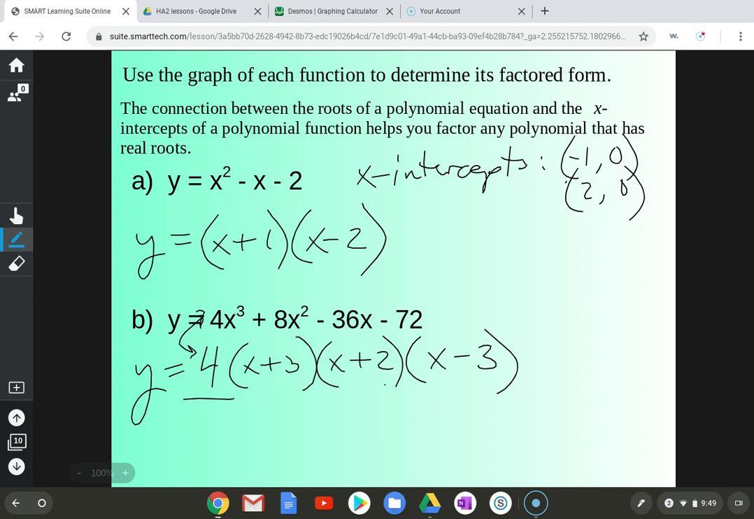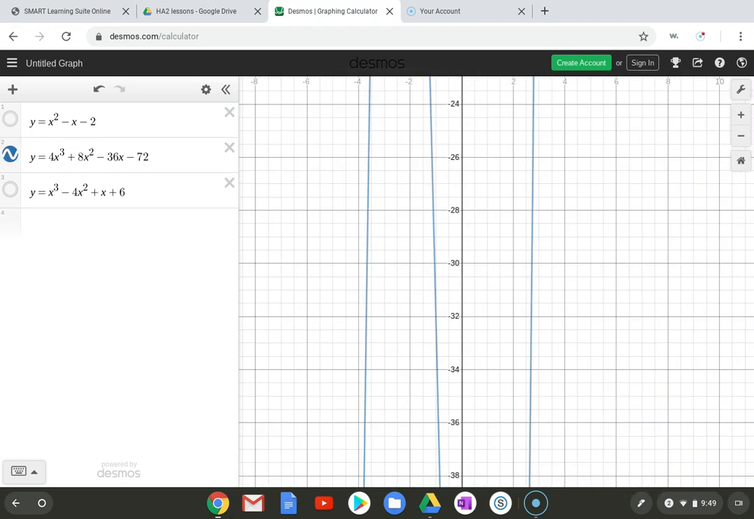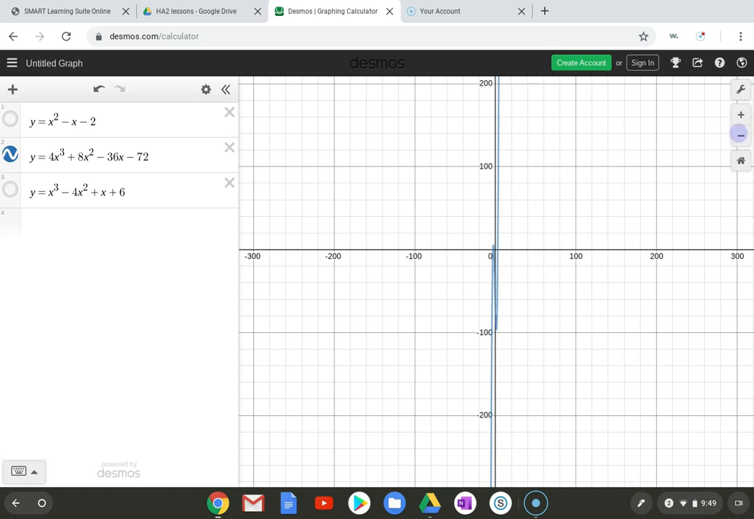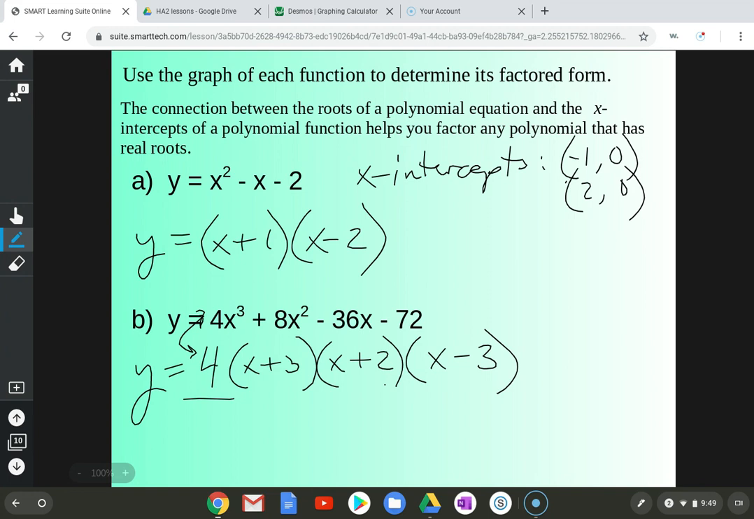go ahead and set all your x's equal to 0. You'd have to find your y-intercept. Where's our y-intercept? Our y-intercept is way down here. I need to zoom out a lot. So somewhere in here, there we go. Our y-intercept is (0, -72). So if you solved for it by hand, -72 equals a times 3 times 2 times -3, so -18a. When you divide both sides by -18, what do you get? You get a equals 4.